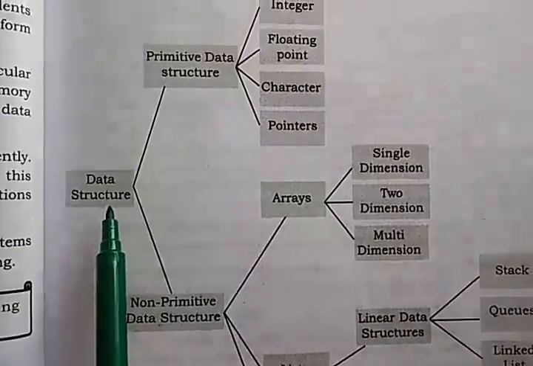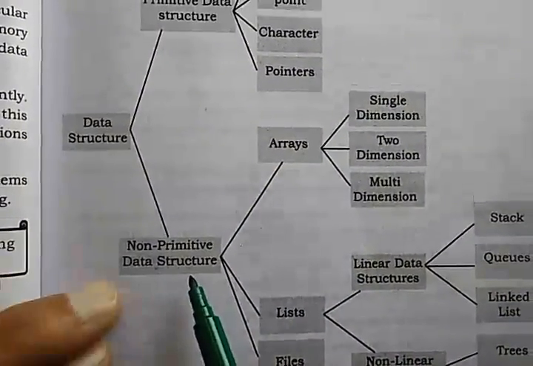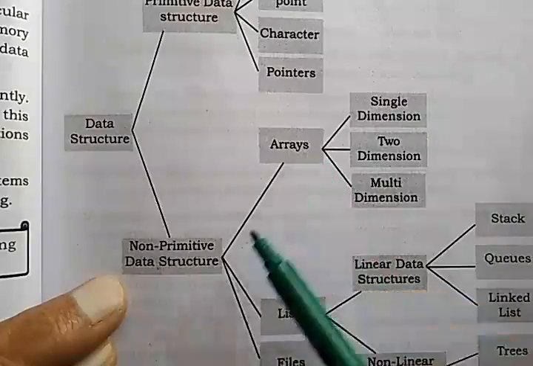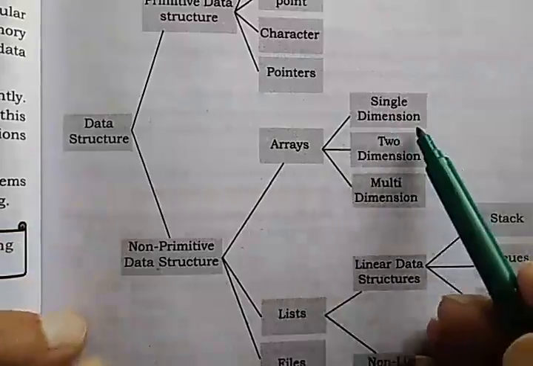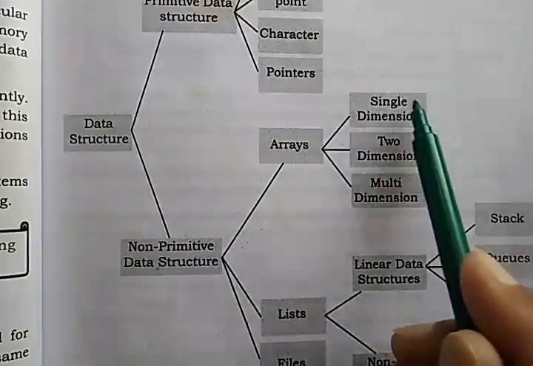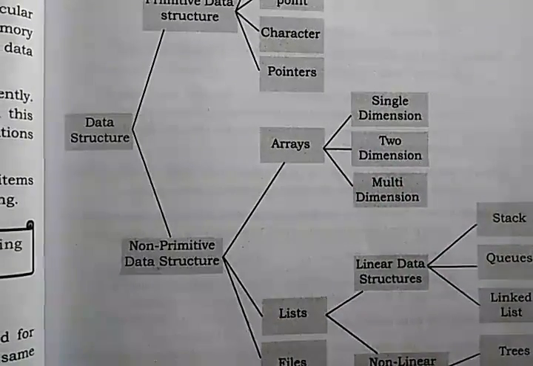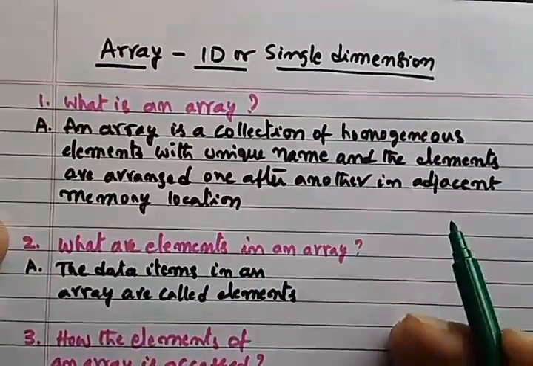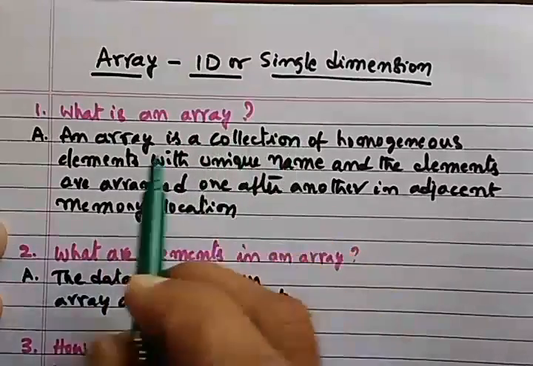See, data structure, we have seen primitive data structures, non-primitive data structures. In these non-primitive data structures, arrays are one of the divisions. Arrays can be single dimension, two dimension, or multi-dimension. So today we will understand what is single dimension. So this is like question and answers as we discussed earlier. So what is an array?